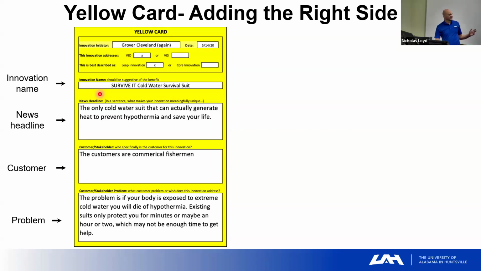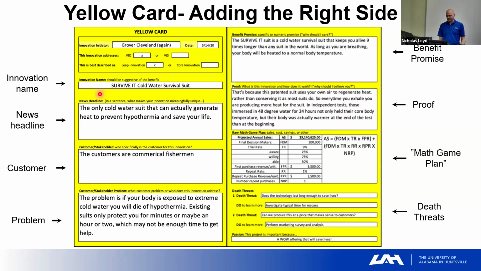The news headline hints at what makes it meaningful or unique. So that should always start with the only or the first, or we can do this X times better than what already exists. The only cold water survival suit that can actually generate heat to prevent hypothermia and save your life. Then articulate who would buy this, who are the customers, and what problem does it solve? So we kind of looked at that before, and now we want to fill out the right side. And information that we can gain from our competitive analysis will help us fill out that right side.